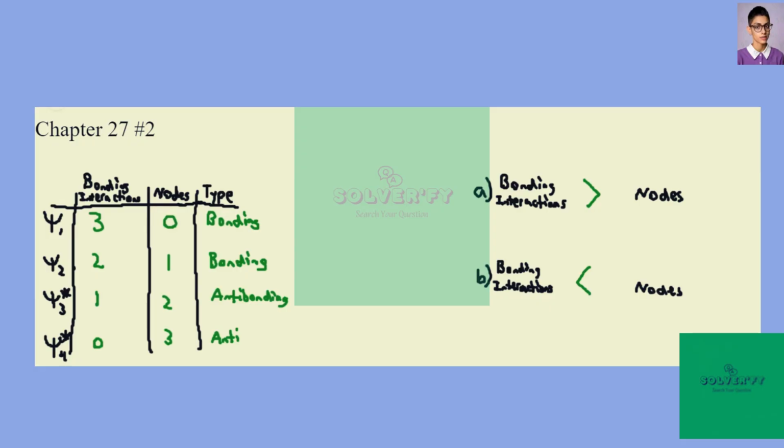And when we stop and think about this in terms of what we're actually talking about, this makes sense, right? If it's a bonding molecular orbital, we would expect it to have more bonding interactions than we would nodes. Nodes represent repulsive forces rather than bonding forces. And we would expect the opposite to be true in an anti-bonding orbital, that we have more repulsion than we have bonding interactions. And that is what we see here. And that is the answer to chapter 27, problem number 2.